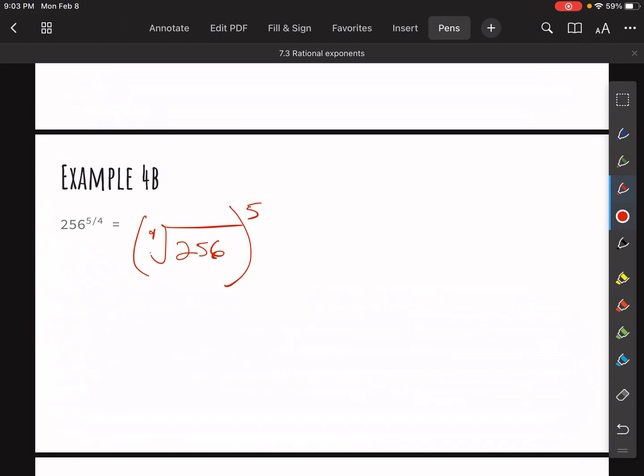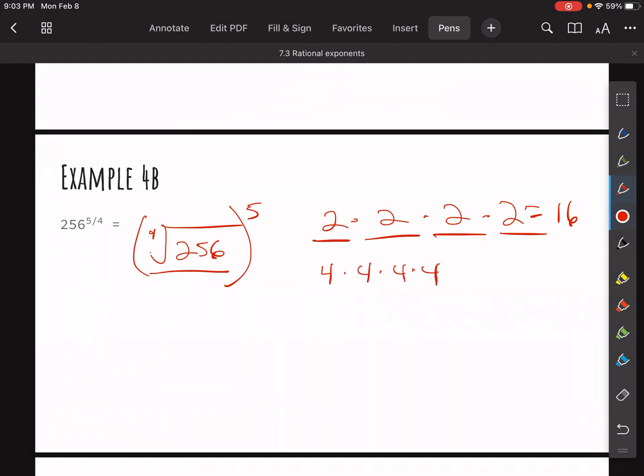Okay, so the fourth root of 256, let's find out what multiplies by itself 4 times and gives me 256. Well, I know that 2 is not big enough, right? So if I did 2 times 2 times 2 times 2, that's only going to give me, what, 16? And then 3 is only going to give me 81. So let's try 4. 4 times 4 times 4 times 4, that gives me 16 times 16, which is equal to 256. So that one works. So the fourth root of 256 is 4.